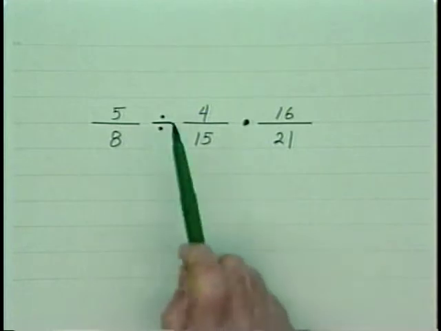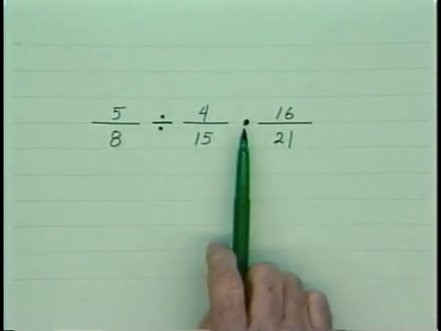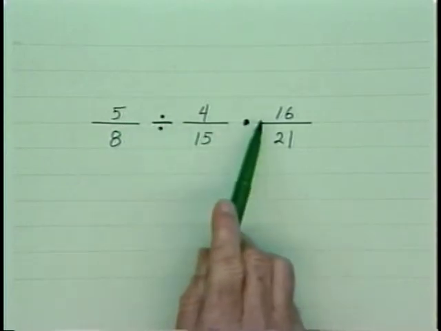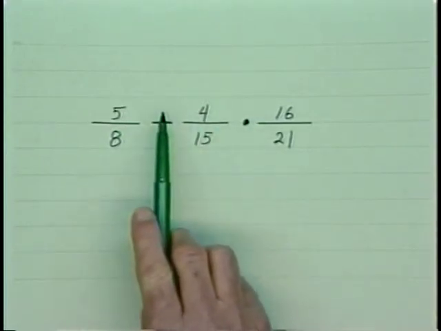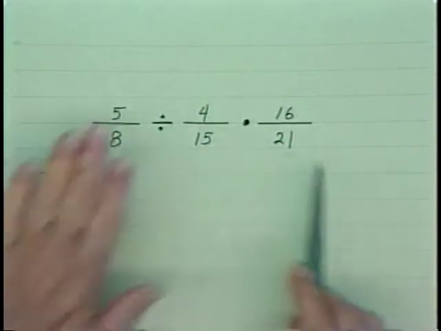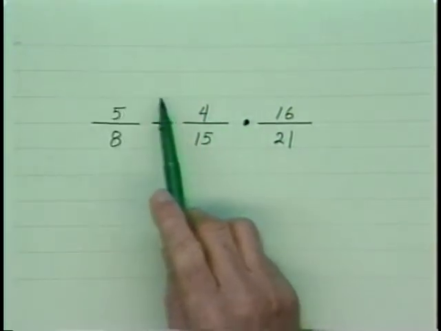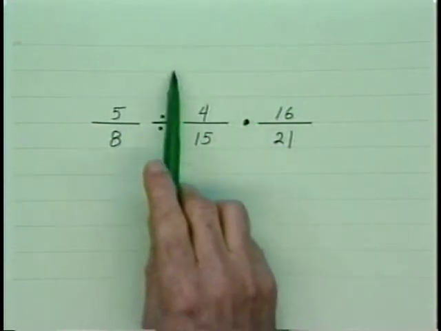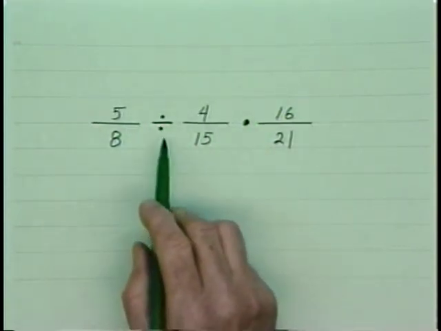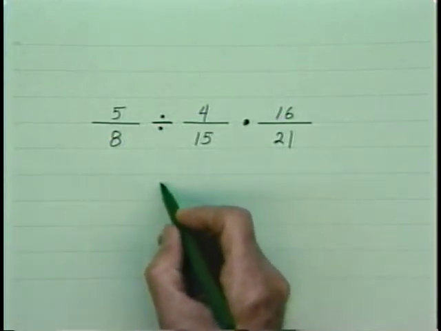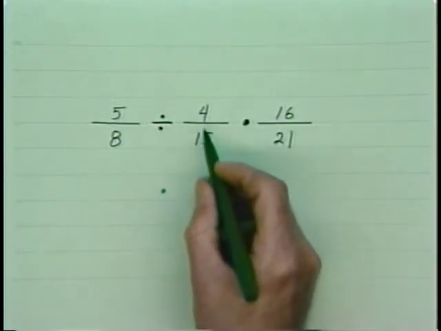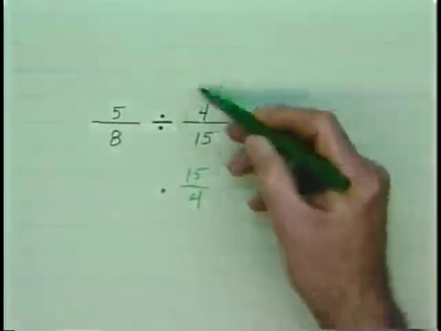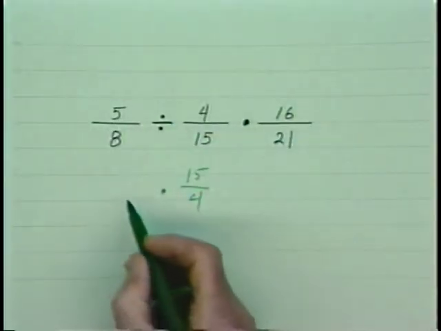On the other hand, if you have multiplications and divisions, you do whichever comes first. So the division comes first, so I would do that first and then the multiplication. Had this been multiplication and this division, I would have done the multiplication first. But remember, division is a multiplication by the reciprocal of the number that was to have been divided.